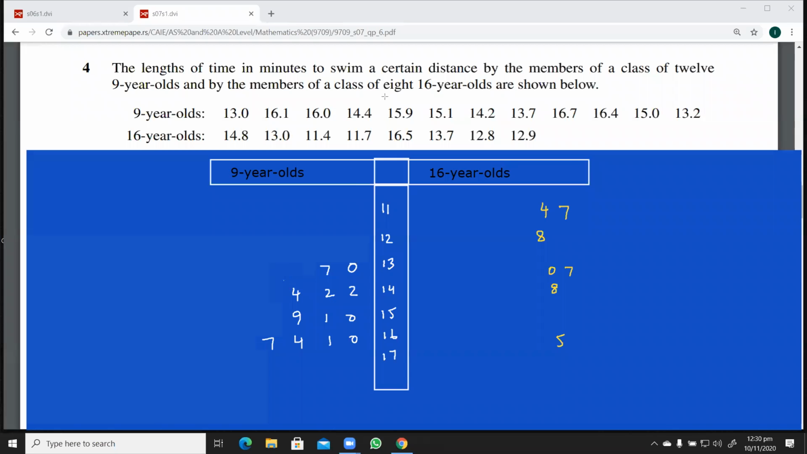Just a minute, just a minute. So I have started making mistakes. And there's 13.2, not 13.7. Oh, there's 13.2 as well. Oh, yes. That is what I mixed up.